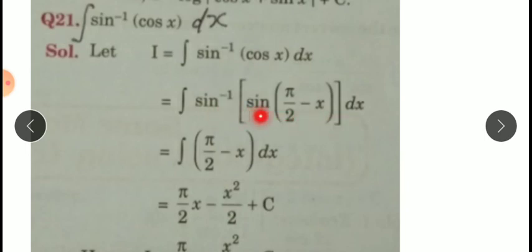Sin inverse of sin of (π/2 minus x) means π/2 minus x. Sin inverse sin theta is equal to only theta. This is in inverse trigonometric ratio. Here integrate π/2 minus x. π/2 is a constant. Means integration of 1, that is π/2 x, minus integration of x, that is written as x square by 2, plus c. C is constant of integration. Our required answer is I is equal to π/2 x minus x square by 2 plus c.